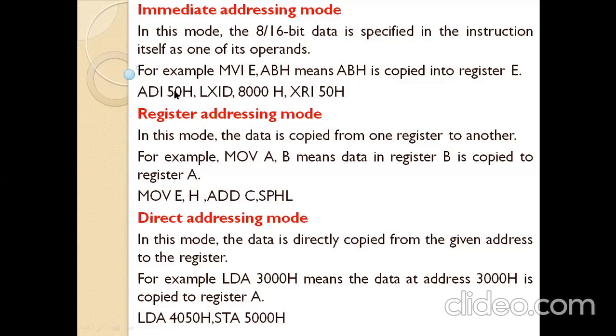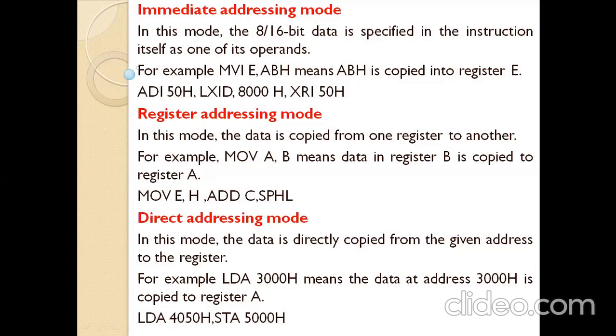ADI 50. 50 is 8-bit data. It will add the data immediately with the accumulator and store the result in the accumulator. So it is called immediate addressing mode. Next, LXI D means 16-bit data. This data will be loaded immediately into the DE register pair. So the immediate operation takes place. That is called immediate addressing mode.